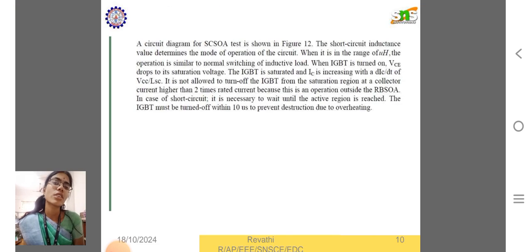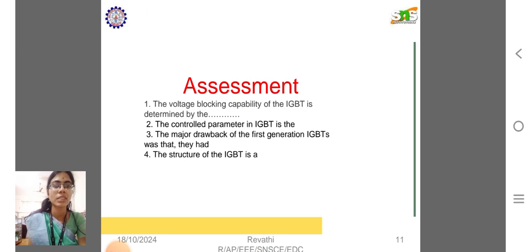The circuit diagram for the SCSOA test is shown. The short circuit inductance value determines the mode of operation of the circuit. When it is in the range of microhenries, the operation is similar to normal switching of an inductive load. When the IGBT is turned on, VCE drops to its saturation voltage. The IGBT must be turned off within 10 microseconds to prevent destruction due to overheating.